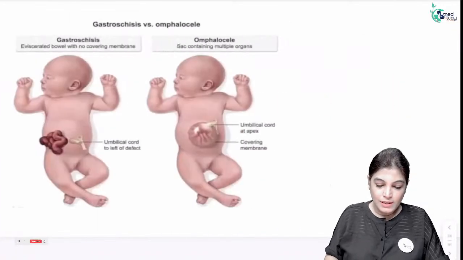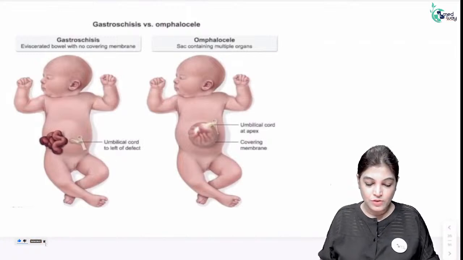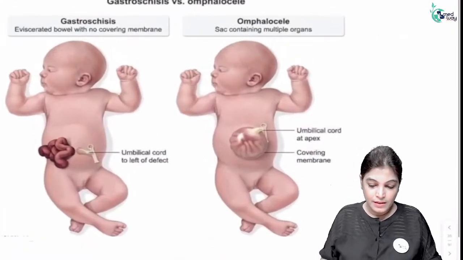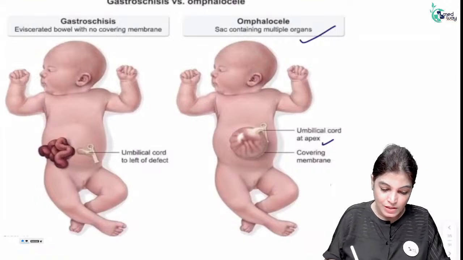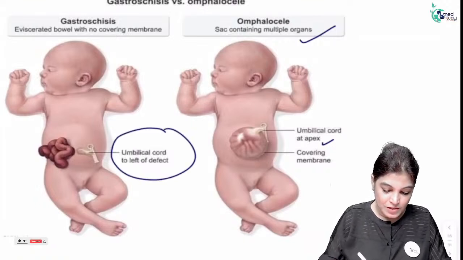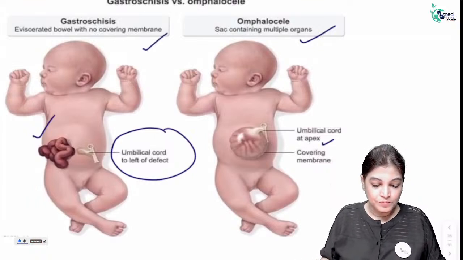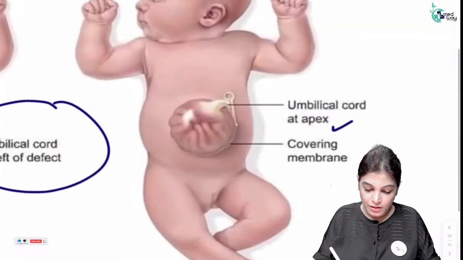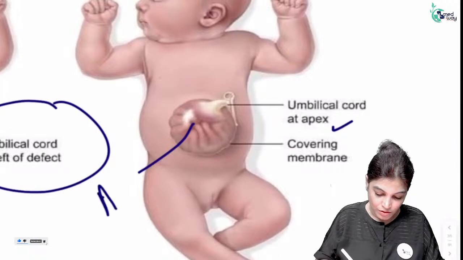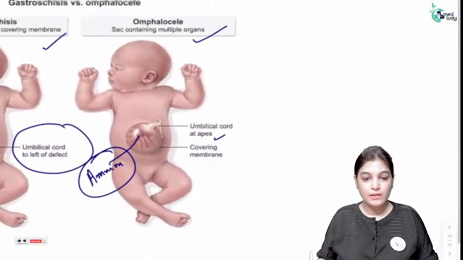Now I want to show you two images where you can see the difference between omphalocele and gastroschisis. Here you can see the sac protruding. This is the umbilical cord, and the covering membrane is there. Here, slightly lateral, you can see the sac protruding with no covering membrane. That is the case of gastroschisis. So you can differentiate between these, and you can see the amnion layer also. Here the covering layer is shown. So done with this.